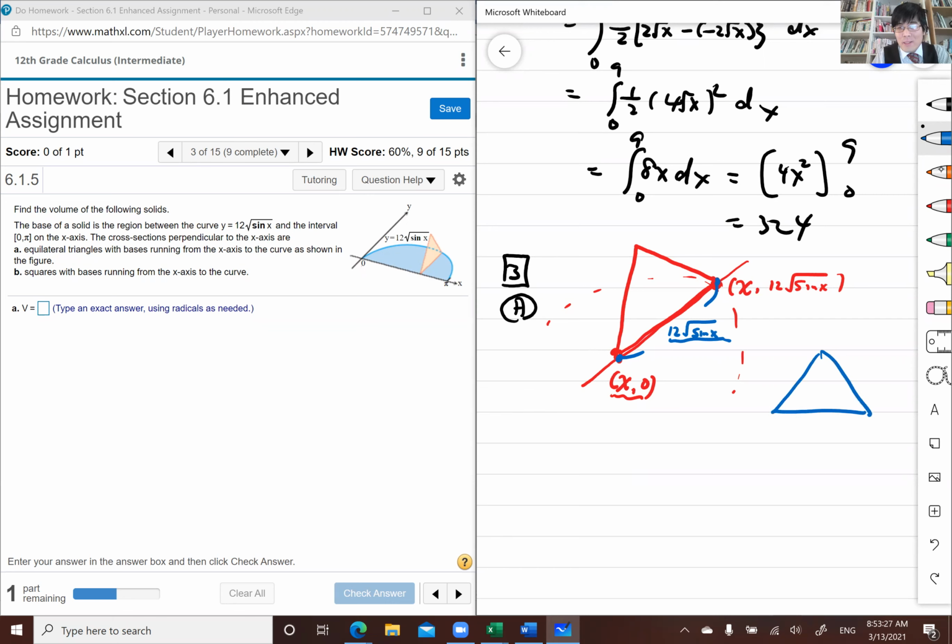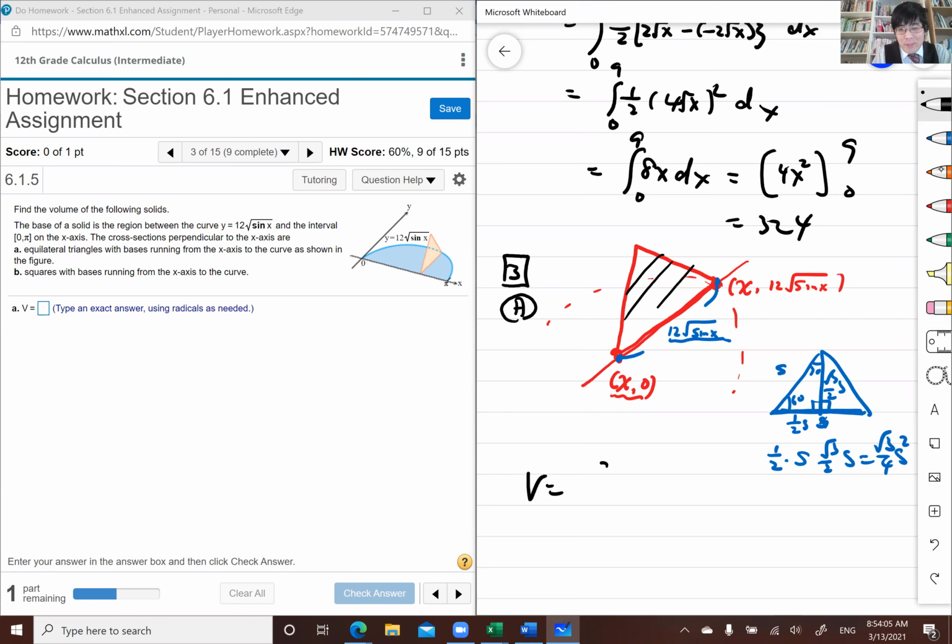Well, how do we find the area of the equilateral triangle? So let's say one side is s. Then by drawing the perpendicular line here, this is going to be a 30-60-90 right triangle. So the ratio is 1 to square root of 3. Okay, so the area is going to be 1/2 times base times the height. That's going to be square root of 3 over 4 times s squared. Okay, so that's going to be the area of the cross section.